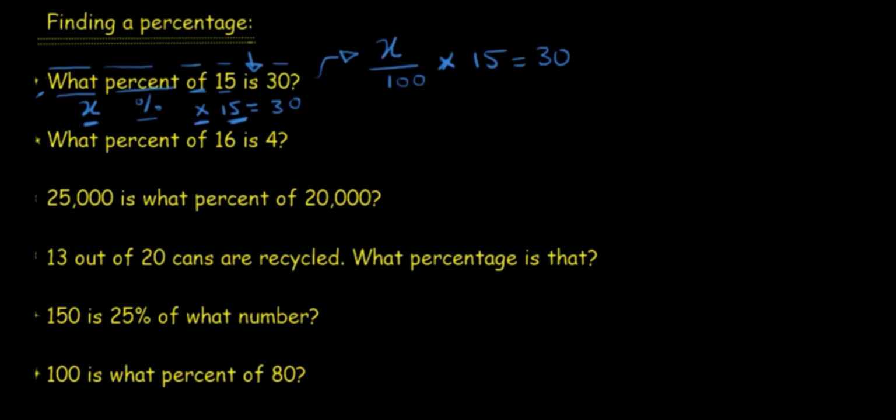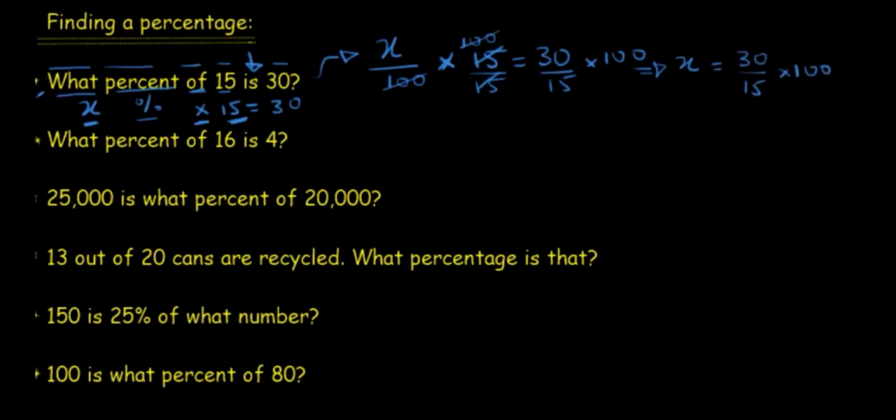So x over 100 times 15 is 30. All I need to do now is find the value of x. So what I would do is divide this by 15, divide this by 15, so I get rid of 15 from the left-hand side, I end up taking it onto the right-hand side. I would also multiply by 100, so I cancel out the hundreds on the left-hand side. The only thing I'm left with is an x on the left-hand side, and on the right-hand side I have 30 over 15 times 100.